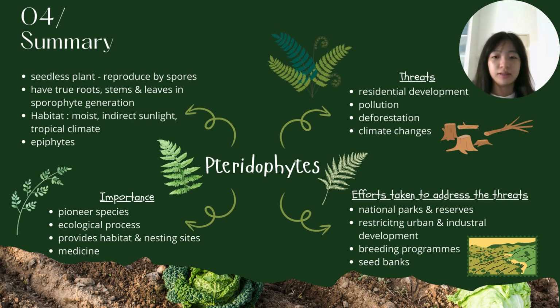In conclusion, pteridophytes are seedless plants that reproduce by spores and show alternation of generations. They have true roots and stems, and live in their sporophyte generation. Pteridophytes typically inhabit moist environments with indirect sunlight and tropical climates. They are epiphytes that grow on their host plant without harming the host plant, and this is known as commensalism.